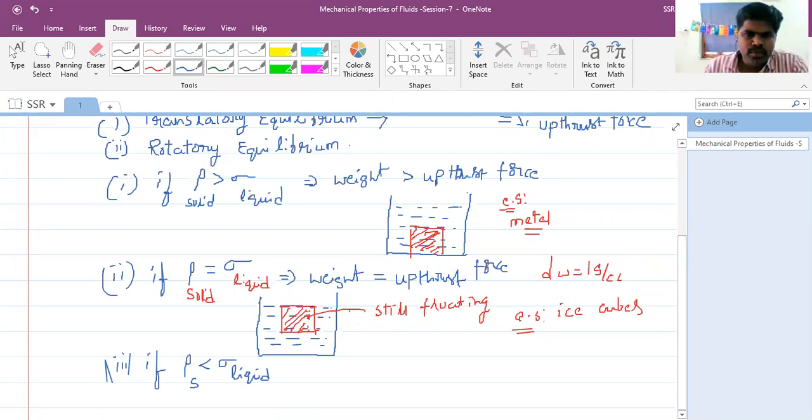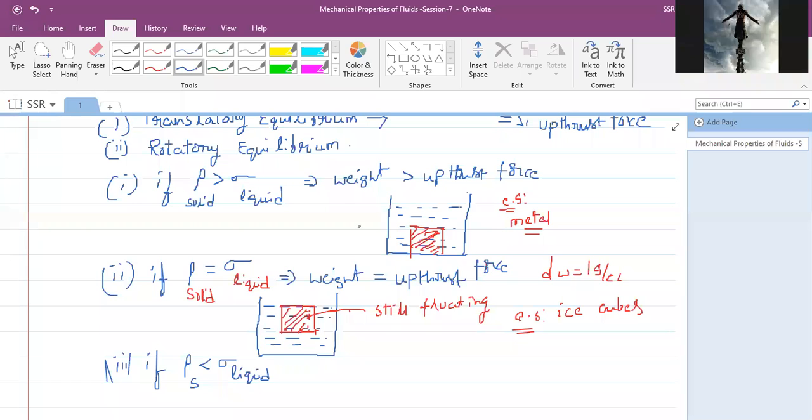Are you able to follow? Nobody reacting? Please react, any one of you? Yes or no? Muneshwar, Gautam, Venkat? Yes, very good.